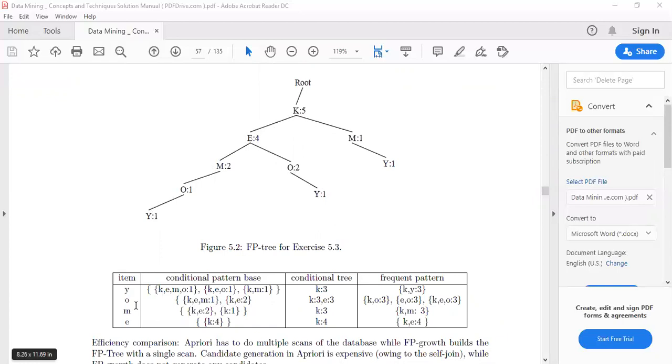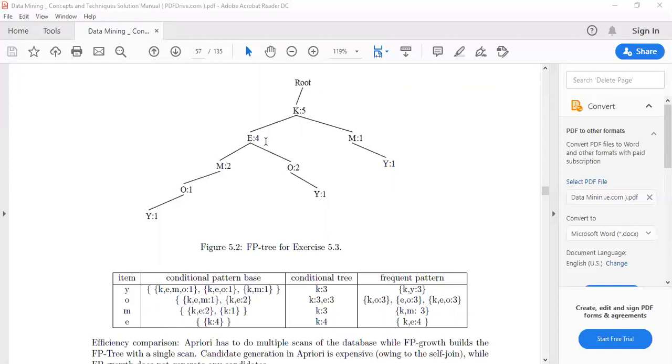Similarly, if you see, O has been taken in this path and this path. If we take this path, you will be getting K, E and M. So here if you take K and E, they got it. Similarly M. So M, where is the path over here?